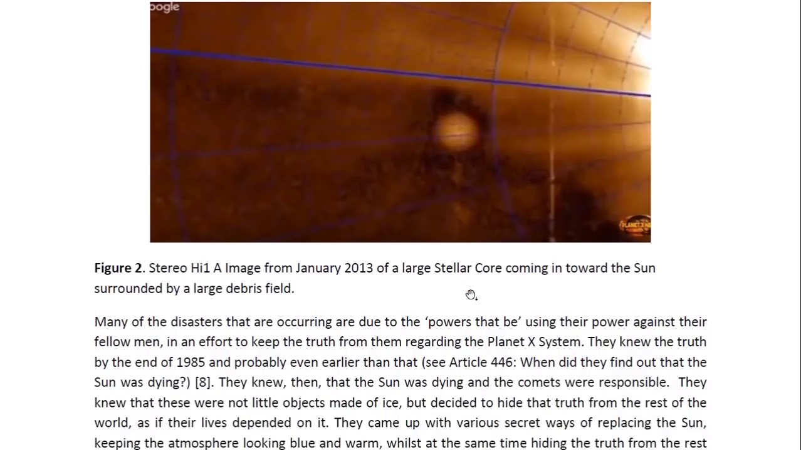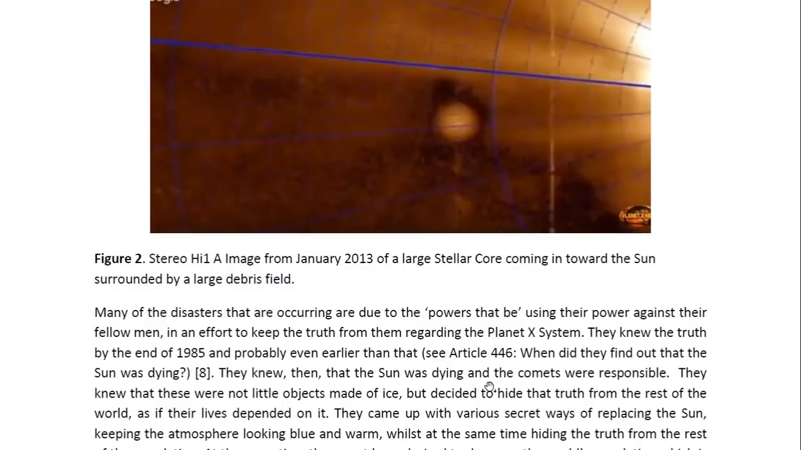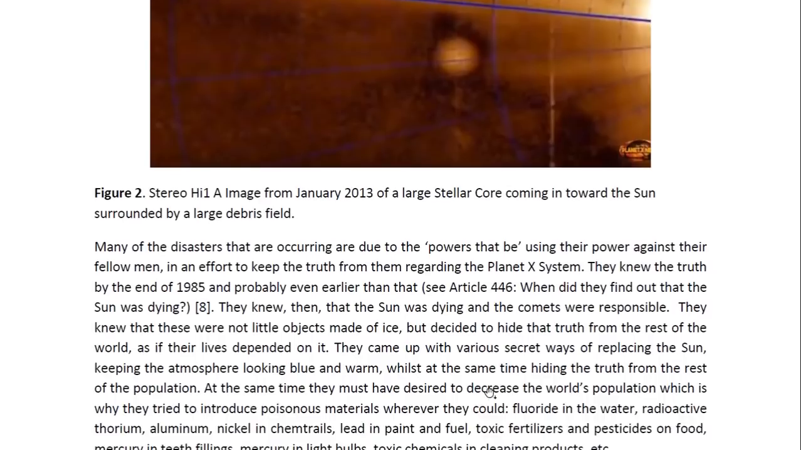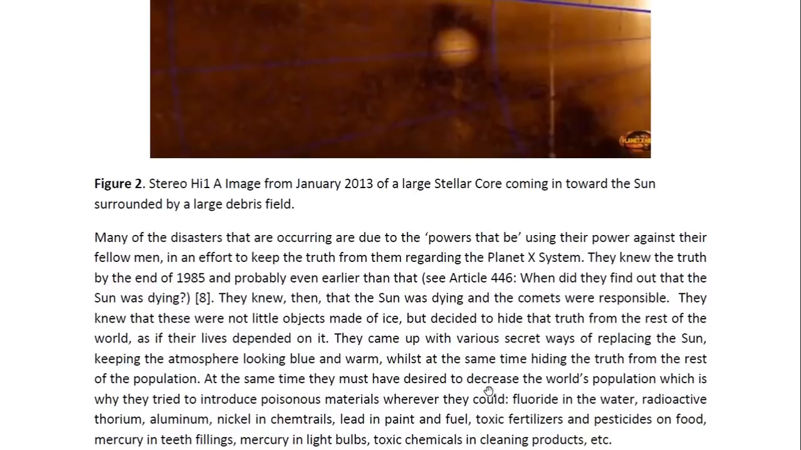Now, many of the disasters that are occurring are due to the powers that be using their power against their fellow men in an effort to keep the truth from them regarding the Planet X system. They knew the truth by the end of 1985 and probably even earlier than that. And you may look at Article 446 entitled, "When did they find out that the sun was dying?" They knew then that the sun was dying and the comets were responsible. They knew that these were not little objects made of ice, but decided to hide that truth from the rest of the world as if their lives depended on it.